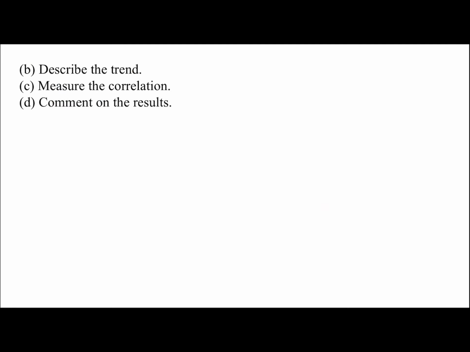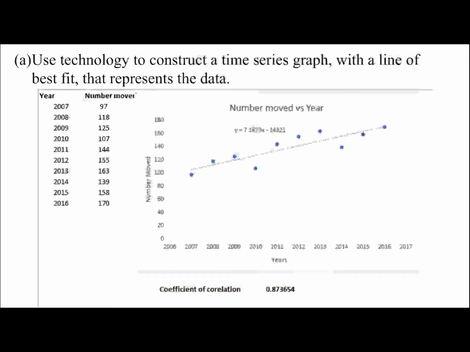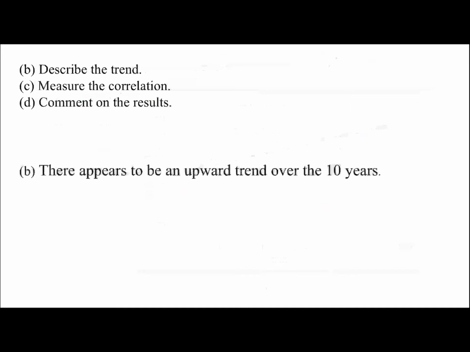Describe the trend. There appears to be an upward trend over the 10 years. If you go back to the graph, it's an upward trend over the 10 years. Measure the correlation. If you use the CORREL function in a spreadsheet, that gives you the correlation coefficient, which is 0.873654 in this case. Comment on the result.